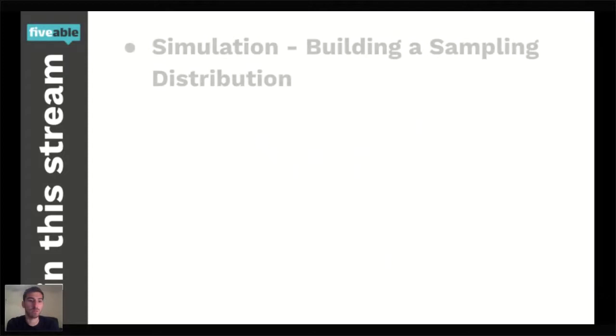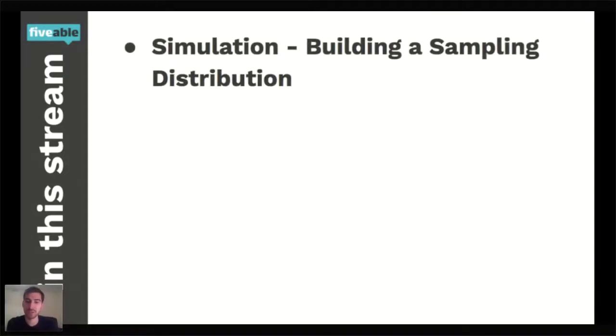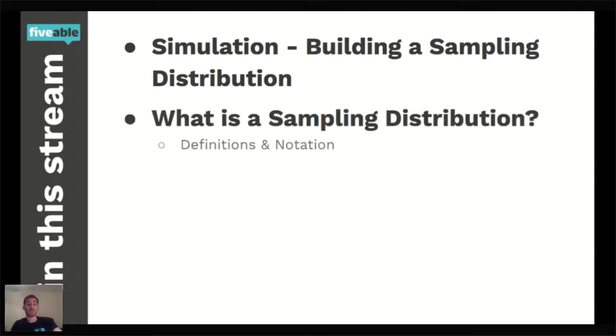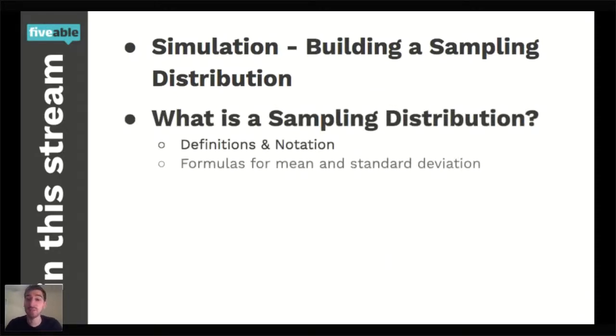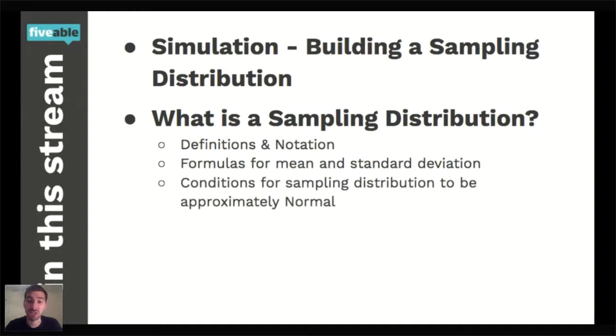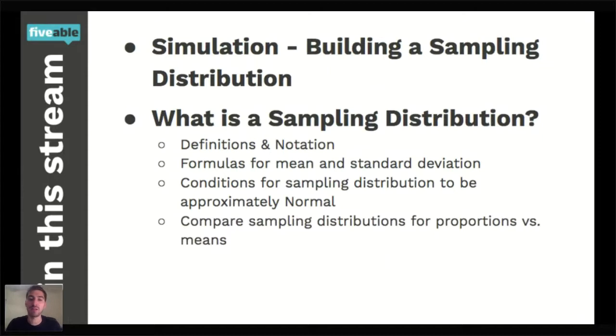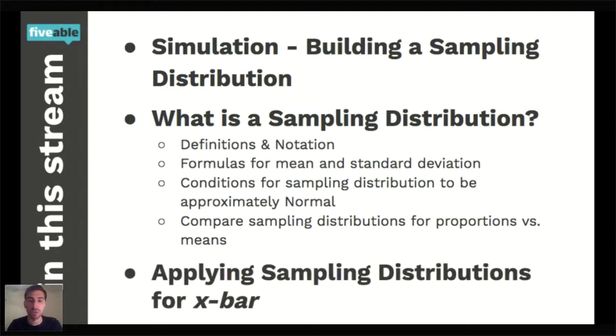And in this stream, we're going to do a simulation where we'll build another sampling distribution using a little online app. Remind ourselves what a sampling distribution is, define it, do some notation, view some formulas for mean and standard deviation in these cases. Look at the conditions for sampling distributions to be approximately normal, which remain the conditions throughout all of inference, whether you're building confidence intervals or hypothesis tests. And then comparing the results from last week with the results from this week. And then we can dig into some practice problems regarding sampling distributions.